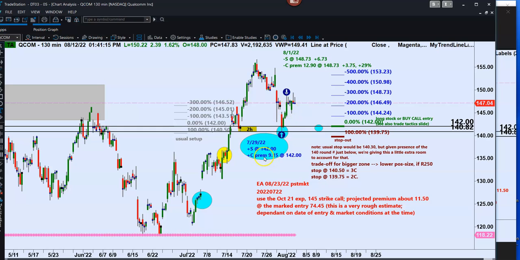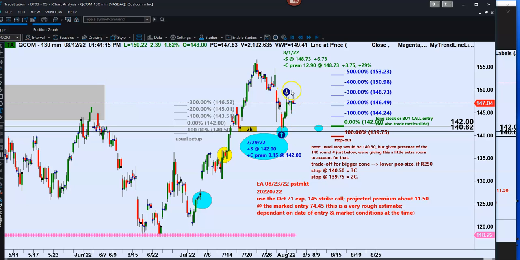When we actually got in, the premium had dropped. By the time price pulled back here, the market was in a recovery mode, and implied volatility had lost some of the fear and apprehension, at least for some point. As a result, when we got into this trade, the premium was about 9.15 at the 142. And so that's where we got in.